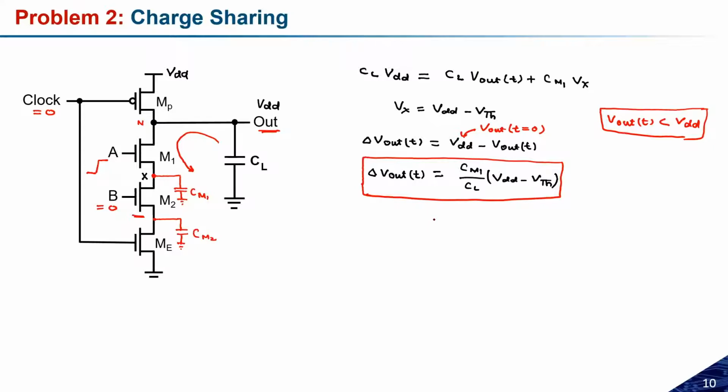So this is what the difference is. The change in the output voltage is really very important. So this is the case if the delta V out is less than VTH. Okay, so if the delta V out is less than VTH, then this will be the condition, and this is how this circuit will work.